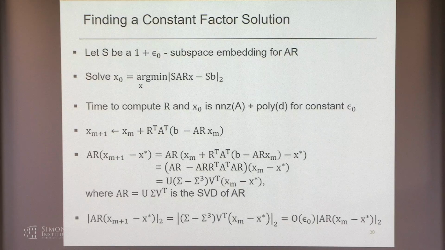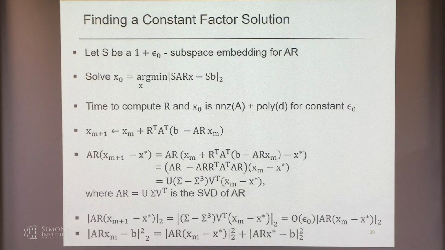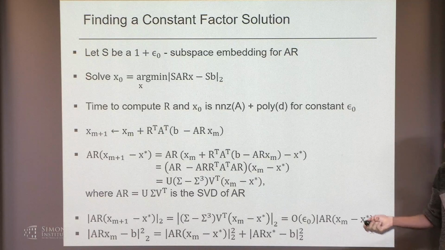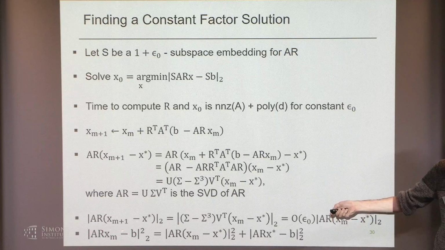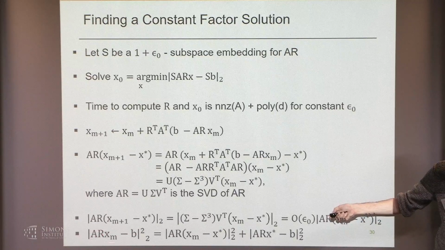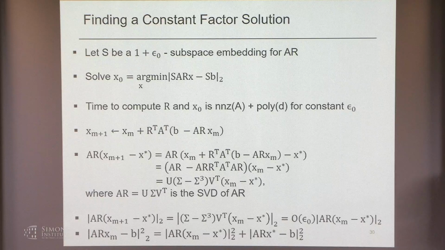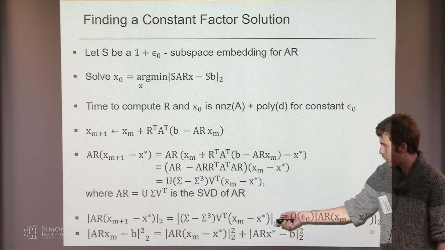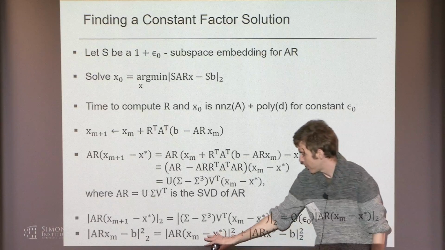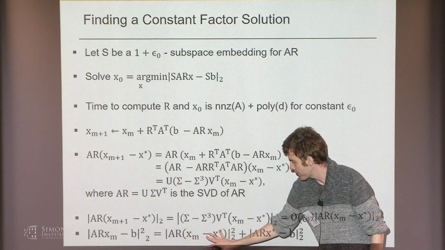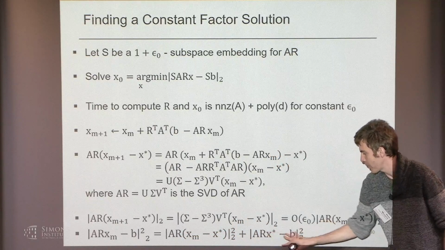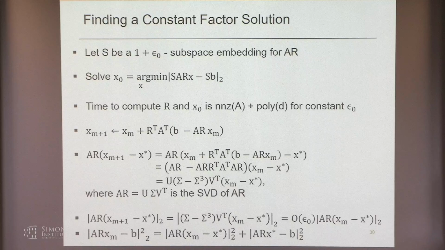But let me just say what the last line is, which is going back to a question. What do we care about? We care about the norm, or say the squared norm, of AR xm minus b. That's the regression problem. There's a minus b there. Well, what do we know? The claim is I can write this squared norm as the norm of AR xm minus x star squared plus the norm of AR x star minus b squared. Why can I do that?